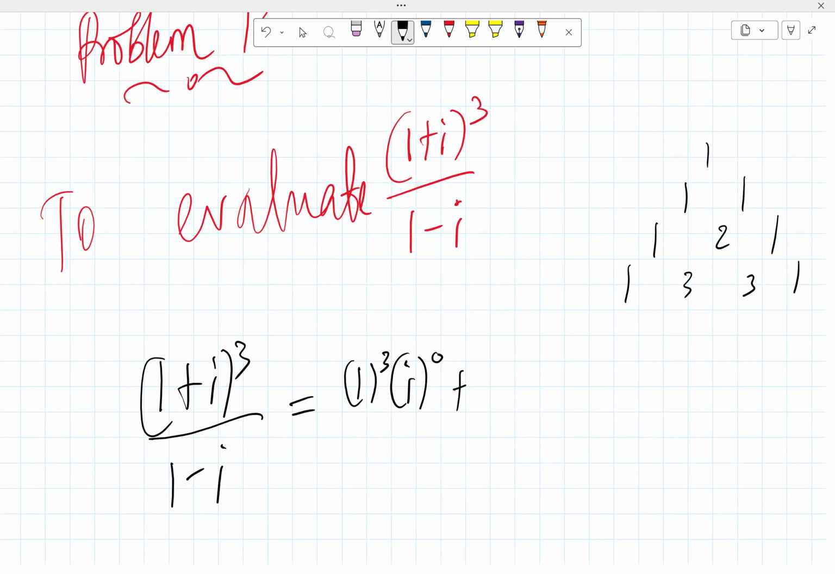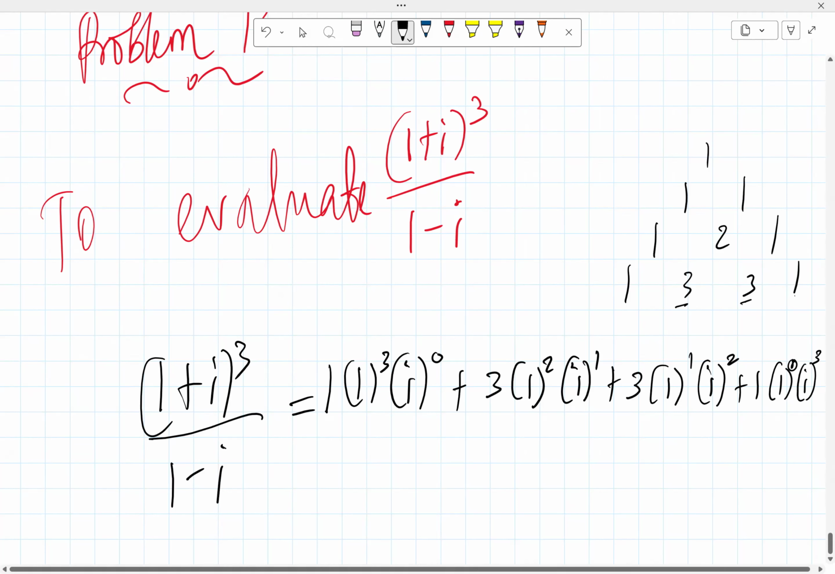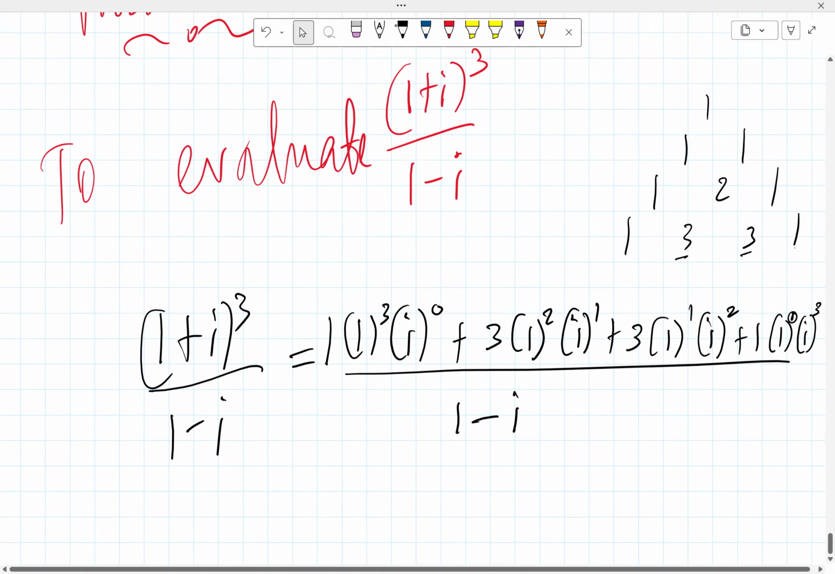So we have 1 first, then 1 raised power 3, i raised power 0, plus the next thing is 3, so 1 raised power 2, i raised power 1. The next we have 3: 1 raised power 1, i raised to power 2. And lastly, we have 1 times 1 raised power 0, i raised power 3. All of this now, all over 1 minus i. So we have that expansion.